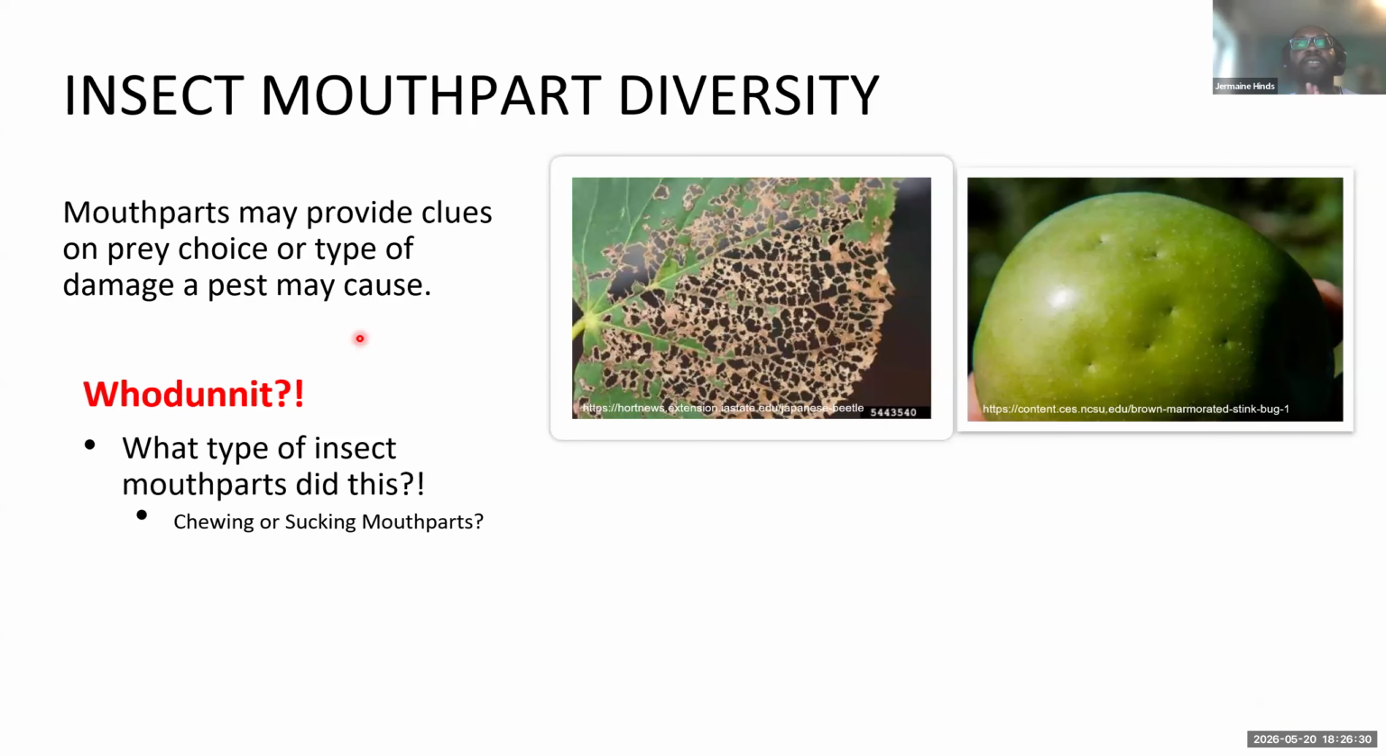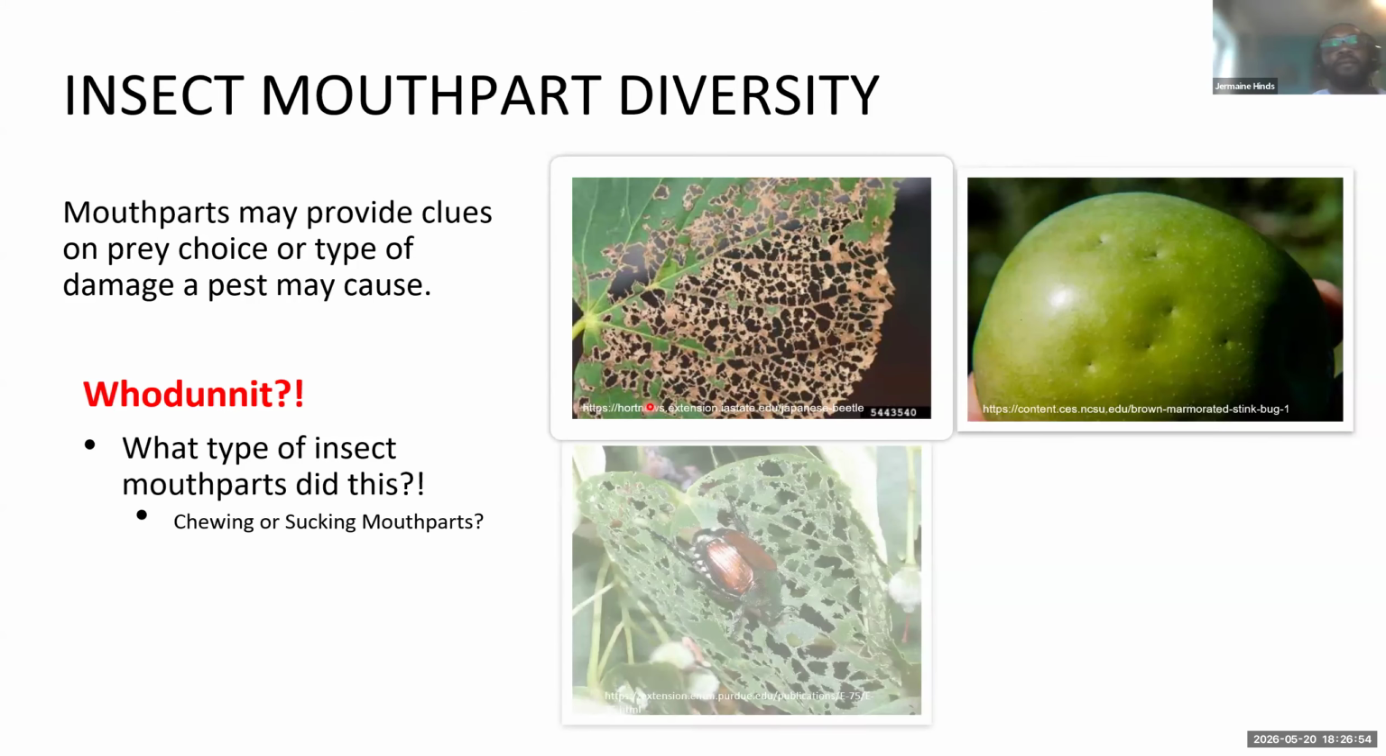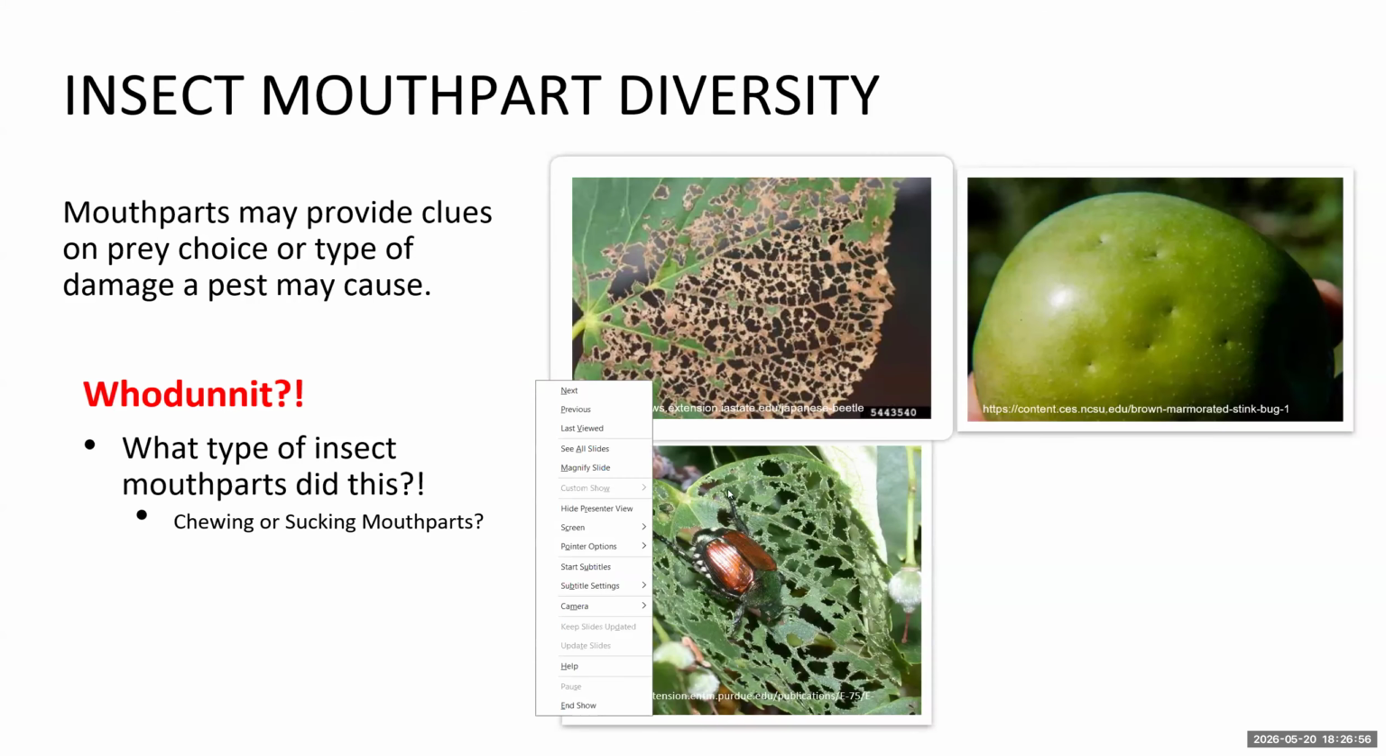So let's do this little activity. The mouth parts may provide clues on prey choice or the type of damage a pest may cause. So if you went out into your backyard and you saw this type of damage, what do you think it would be? That from a beetle? Hmm. From Japanese, chewing. Yeah, chewing, right?